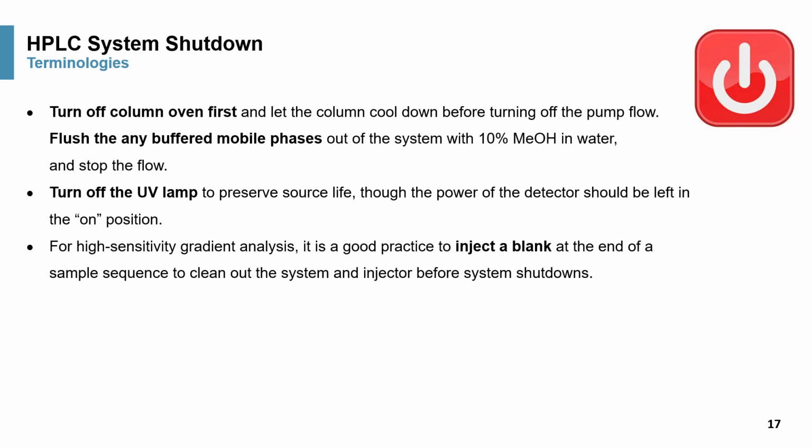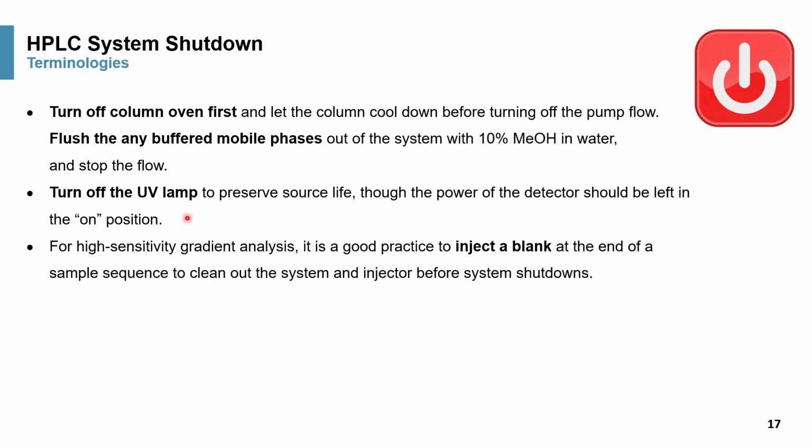This lists the HPLC system shutdown terminology and procedure, right? Turn off the column first. Let the column cool down before turning off the pump flow. Flush any buffer or mobile phase out of the system. You should not use water. Water will support bacterial growth or algae growth. So if you flush out, you should use 10% methanol, which would be a safe solvent to flush out.